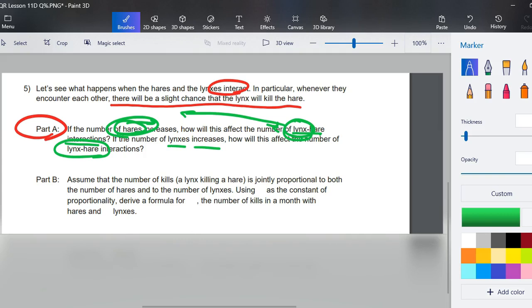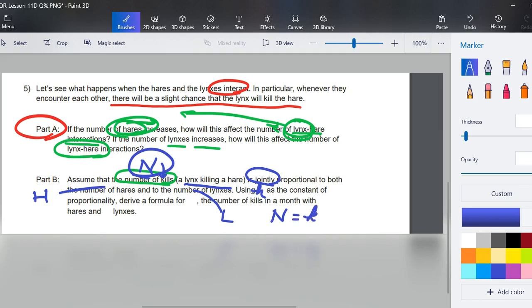Part B. Assume that the number of kills, let's go ahead and give this a letter, N. Let's assume that the number of kills, which is a lynx killing a hare, is jointly proportional to both the number of hares, let's call that H, and the number of lynxes. Using K as the constant of proportionality, derive a formula for N, the number of kills in a month, with the hares and the lynxes.